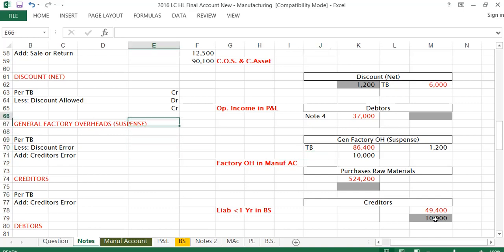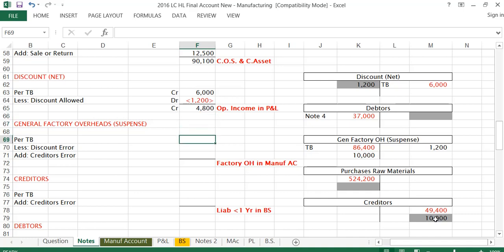So now to do up the notes for this, the first T account here, the discount account, we need to do a note on that. So in the trial balance, as we said, it was a credit of 6,000. Now we're after debiting with 1,200, so that's going to reduce my credit balance by 1,200. So now my credit balance for discount is going to be 4,800, and that's going to go in operating income in the P&L as it's the credit balance.